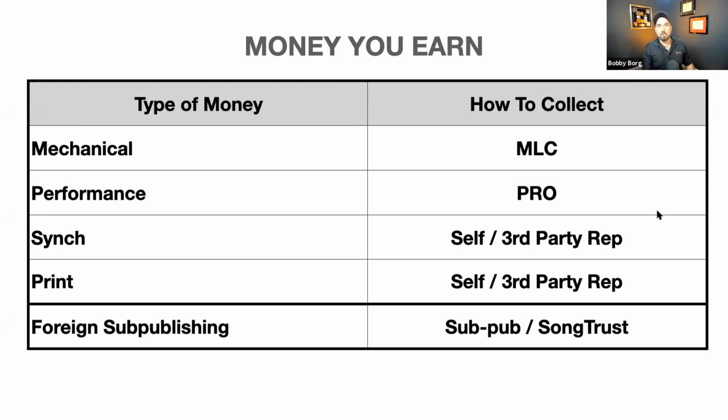So oftentimes people group it into what's called electronic transmissions. And just as Michael said, when these four food groups are used in foreign territories, oftentimes it's referred to as foreign subpublishing. But again, you guys, make no mistake, it all boils down to these four food groups: mechanical, performance, sync, and print. So that's all you really need to know about, okay?